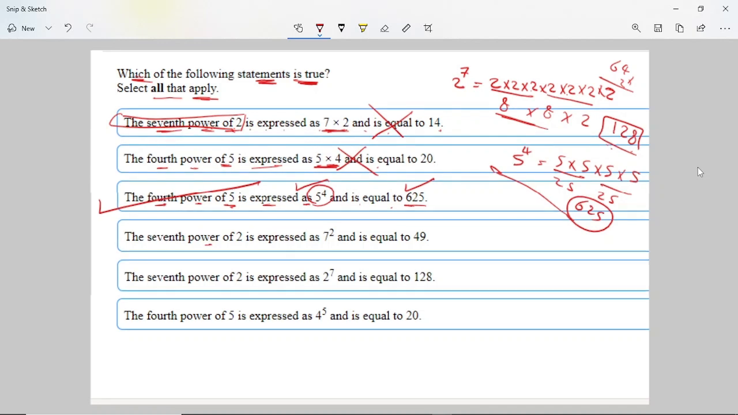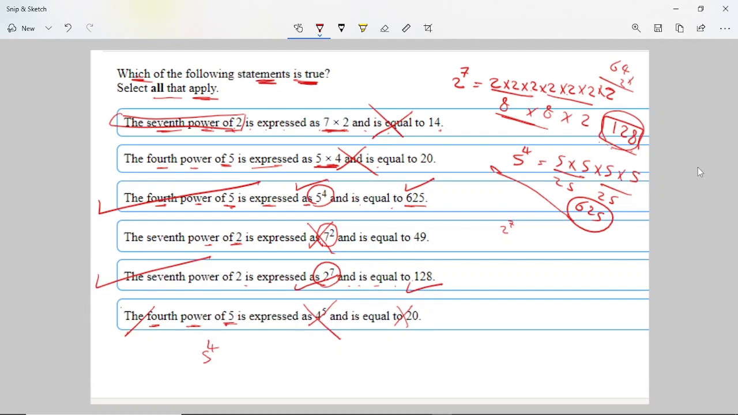The seventh power of 2, which we said is 2 to the power of 7, is expressed as 7 to the power of 2. This is the wrong answer. The seventh power of 2 is expressed as 2 to the power of 7. This is right. And is equal to 128. We already answered this one with 128, so this is the right answer. The fourth power of 5, so 5 to the power of 4, we said it's equal to 625. So this is the wrong answer.